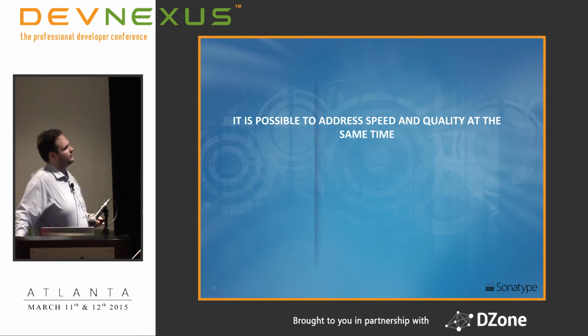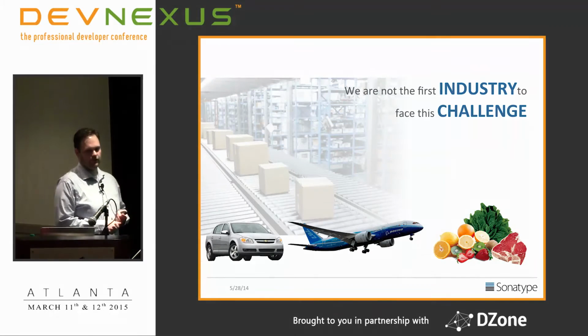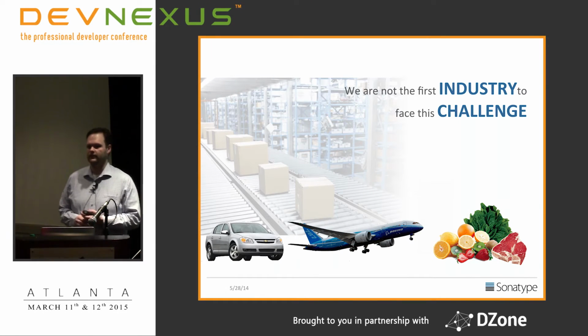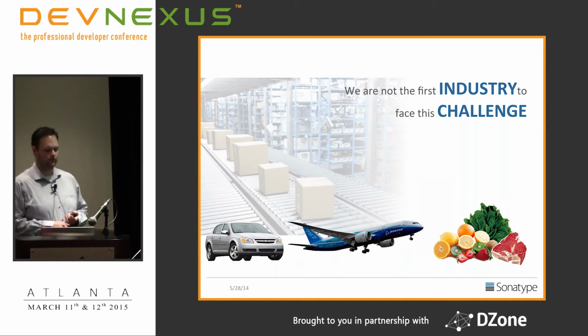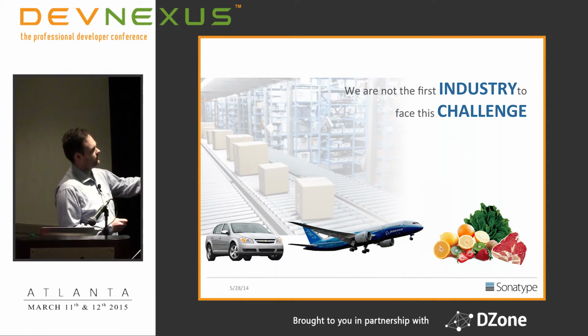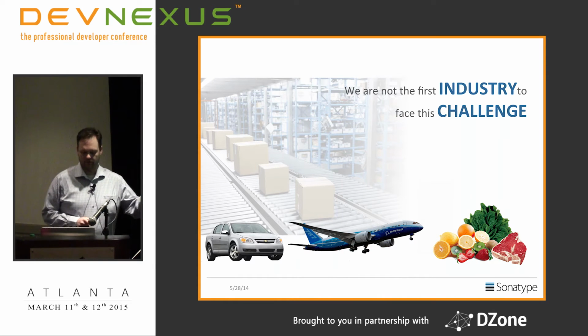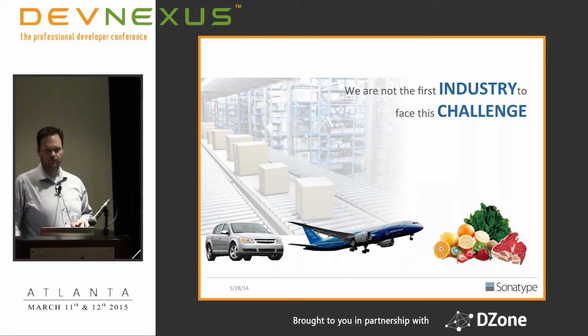But fortunately, it is possible to address speed and quality at the same time, and we are not the first industry to face this challenge. We only need to look to other industries who have solved this problem in the past, with various degrees of success, but mostly pretty good, right? Of these pictures here, we have the Chevy Cobalt, the Boeing 777, and food, right? We always know about the food outbreaks, and ultimately they can usually trace them back to where the food came from, right? Lot numbers and things like that.